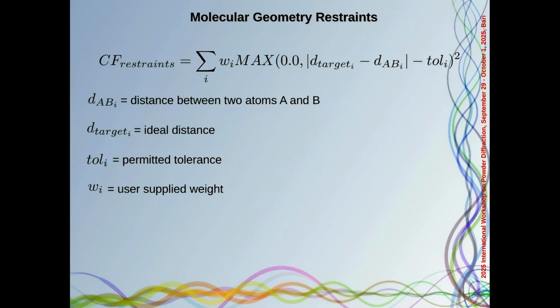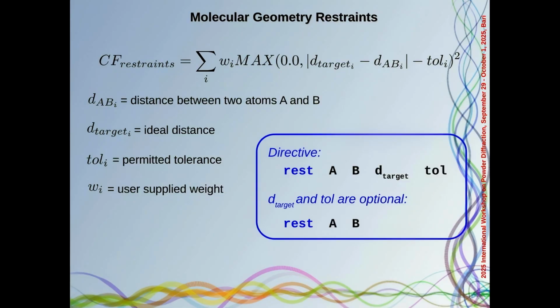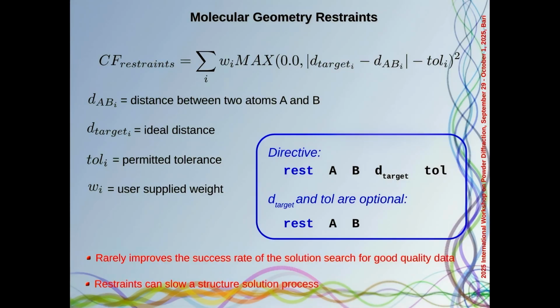And you can also apply geometry restraints, say on bond distances and bond angles, using this directive, and you have to specify a target distance and a tolerance. If you don't specify this distance, the program tries to assign some value automatically using an internal table of distances. And remember that this procedure can slow down the structure solution process.